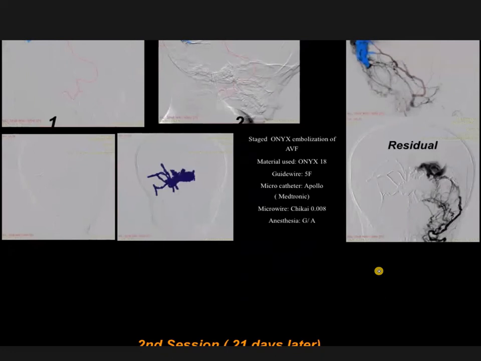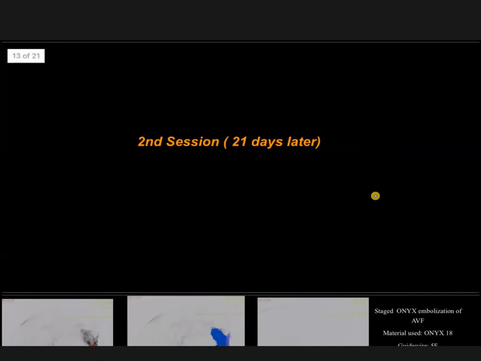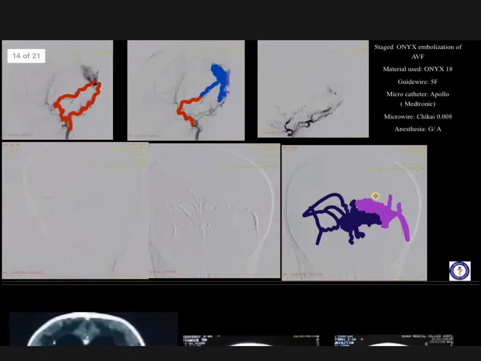But at the end of the procedure, the first time, we took a shot from the left side, and that reveals there is a residual shunting arteriovenous fistula with the residual part of the dural sinus malformation on the left side, supplied by the occipital artery and the branches of the middle meningeal artery. So we stopped there for the first session. We planned the second session 28 days later.